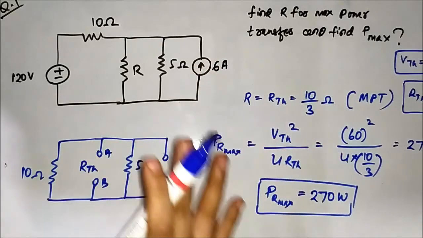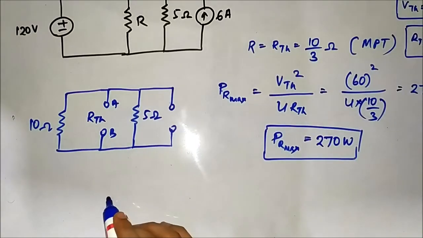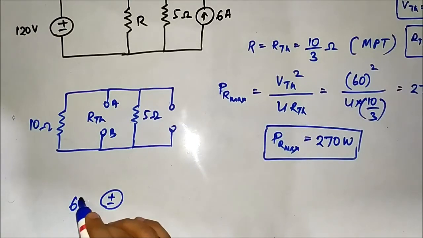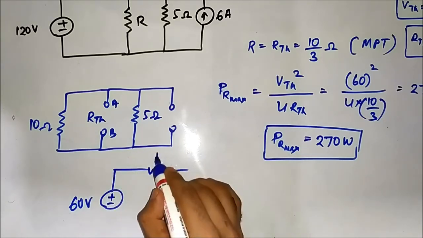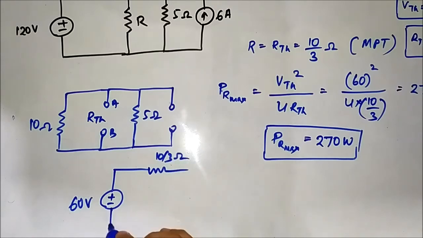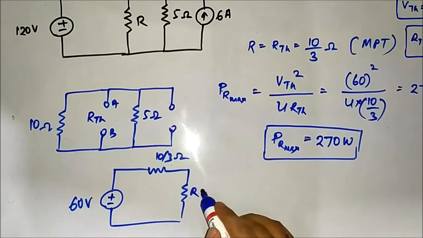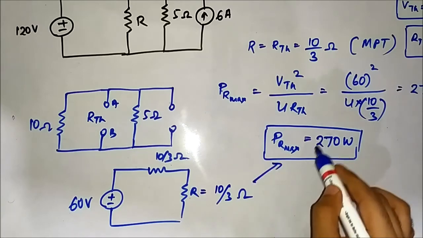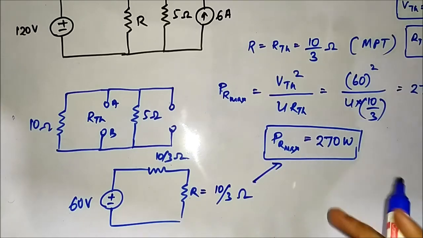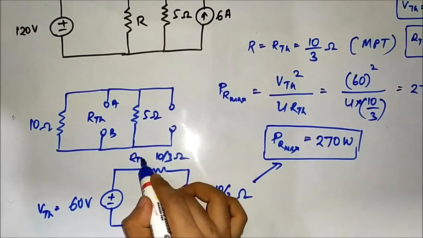Okay, so this is the first question which we have discussed related to maximum power transfer. So we utilized the concept of Thevenin theorem. We found the Thevenin voltage 60 volt. We found the Thevenin resistance, that is 10 by 3 ohm, and next we just have R. So for maximum power transfer, R should be equal to 10 by 3 ohm, and the maximum power transfer that occurred is equal to 270 watts.